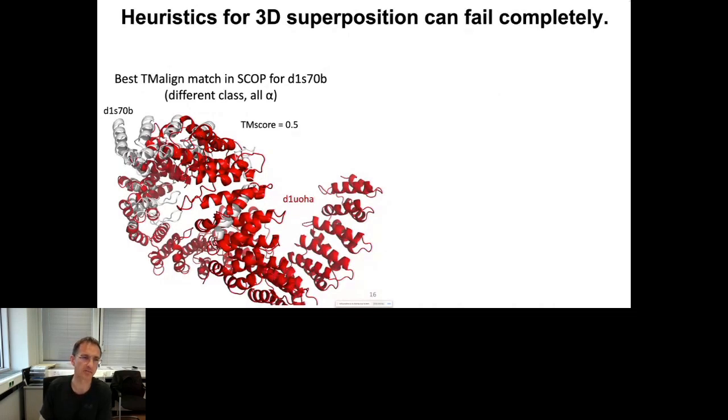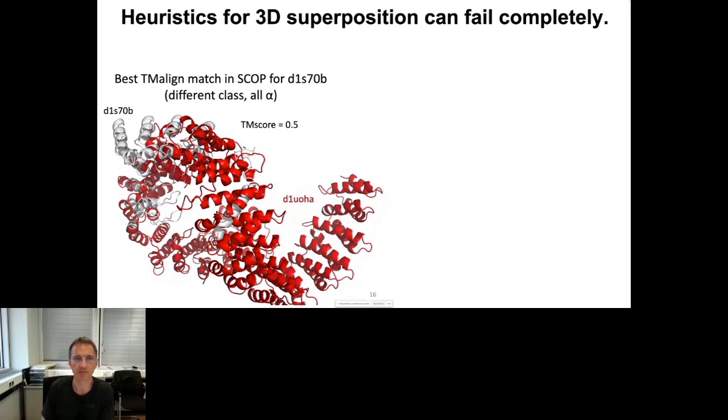They make sure that most of the time they find the right hits, but it's by far not always the case. And in this case, the query is this white structure here, and the best hit they find in the SCOP database is the red one, and this is not even in the same SCOP class.